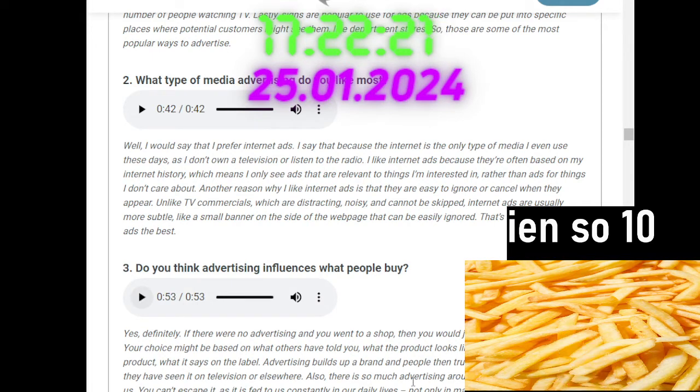Okay, yes, definitely. If there was no advertising, we went to a shop, then we would just buy whatever we wanted. Your choice might be based on what others have told you, what the product looks like, or depending on the product, what it says on the label. Advertising builds up a brand and people trust a certain thing because they have seen it on television or elsewhere. There's so much advertising around us that it must influence us. You can't escape it as it is fed to us constantly in our daily life. Not only in magazines, radio, and television, but on billboards, TVs installed on trains and platforms, even in schools and universities. So yeah, advertising influences what we buy.